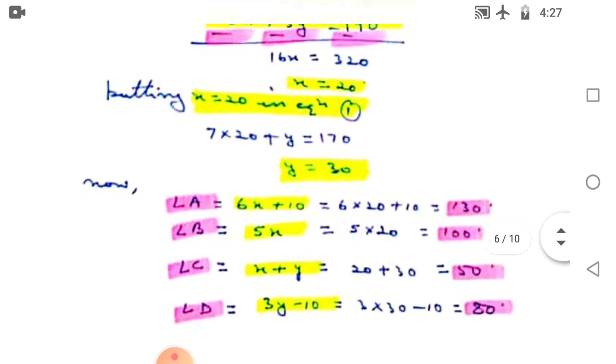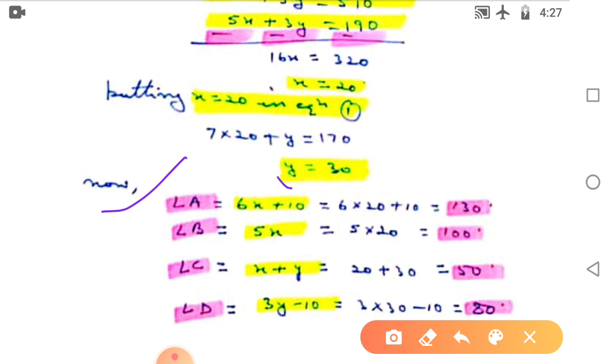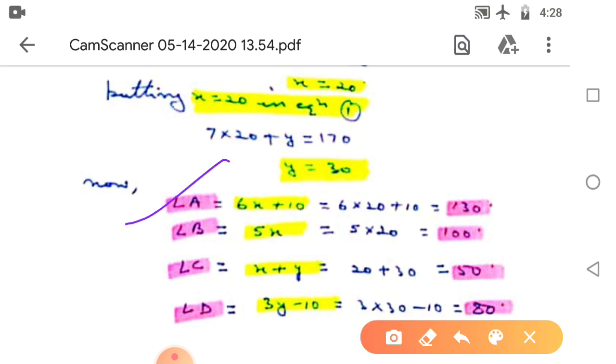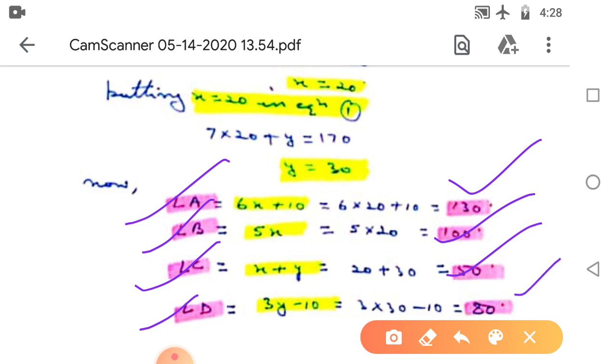Now angles. Angle A, 6x plus 10, 6 into 20 plus 10, it becomes 130. Now angle B is 5x, it means 5 into 20, that is 100. And angle C is x plus y, that is 20 plus 30, that is 50 degrees. And angle D is 3y minus 10, that is 3 into 30 minus 10 is equal to 80. So angle A is 130, angle B is 100, angle C is 50 degrees, and angle D is 80 degrees. Right?